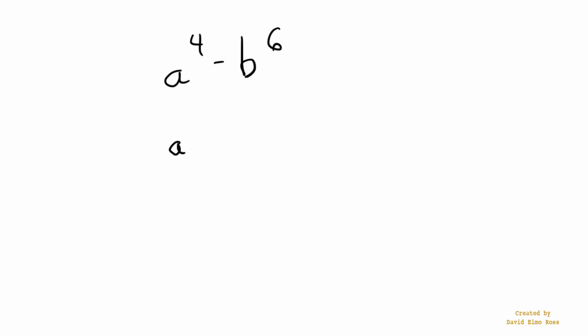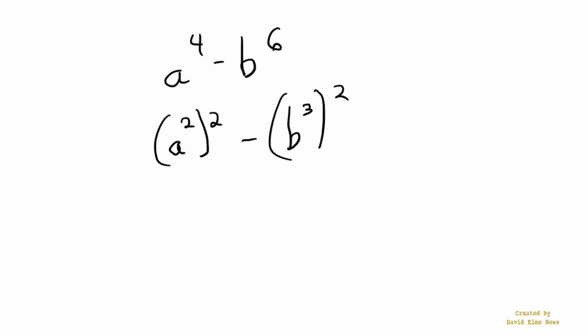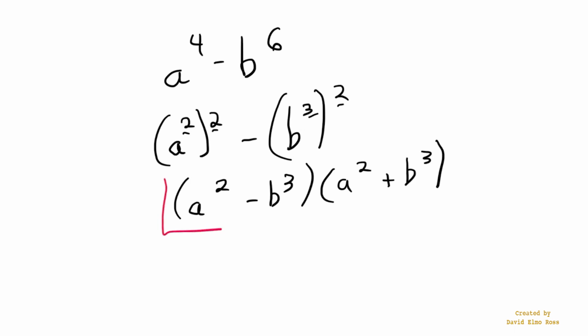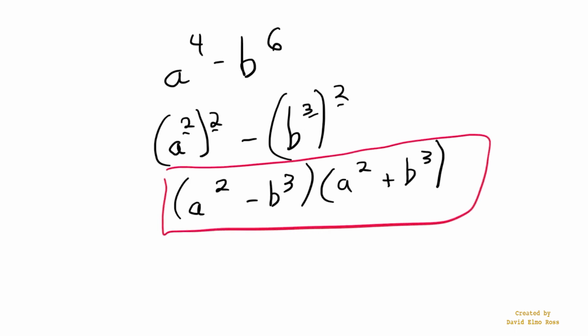Let's take another look at factoring. a to the fourth is really a squared to the second power, and we're subtracting b to the sixth, which is really b cubed to the second power, because remember 2 times 2, 3 times 2. So in this case we can easily write this as a squared minus b cubed times a squared plus b cubed.